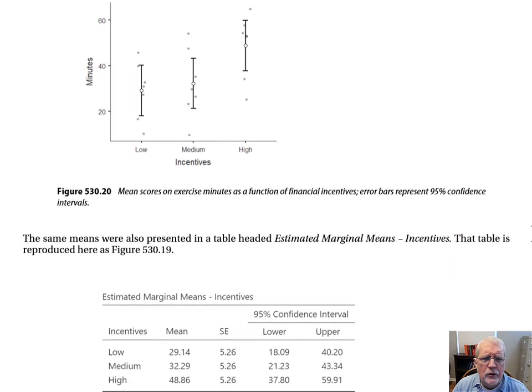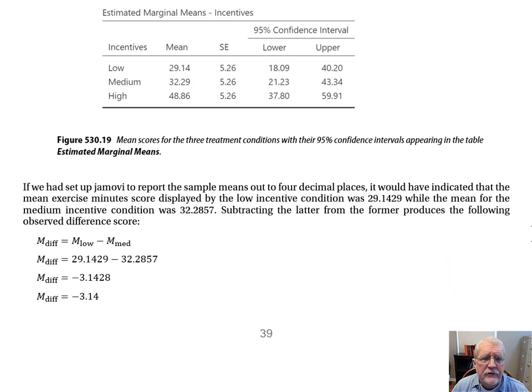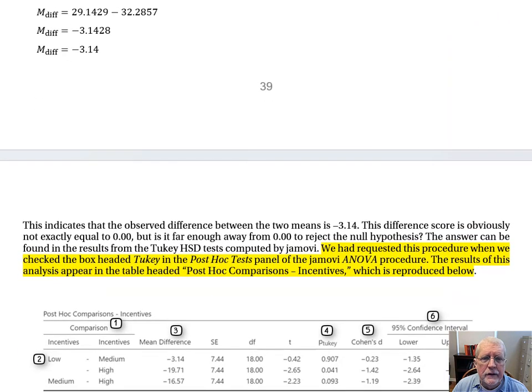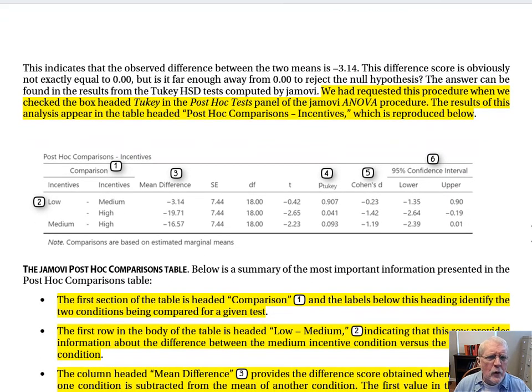We continue, we're on page 39 now. We have a figure, we have a table. Let's continue to page 40. I'm at the top of page 40.